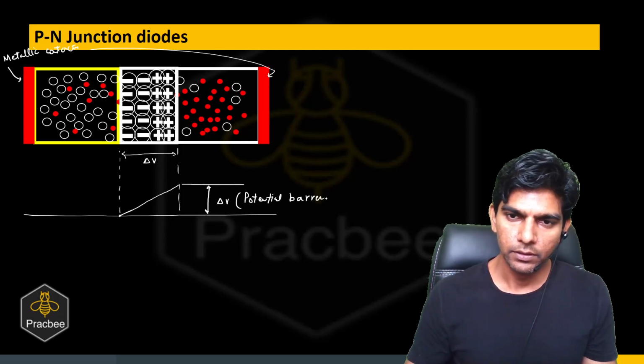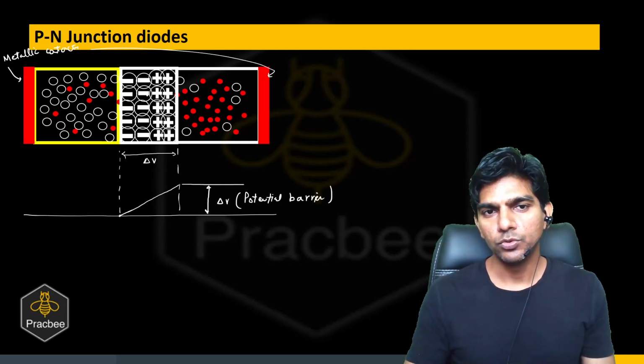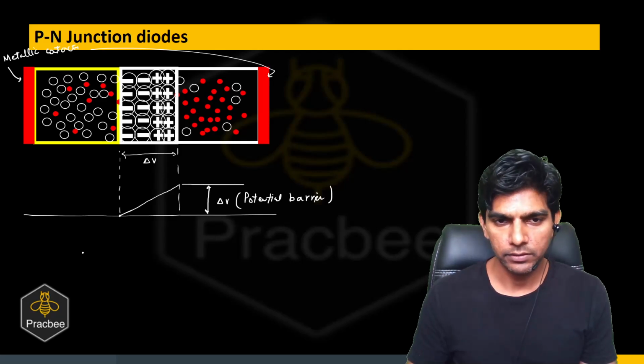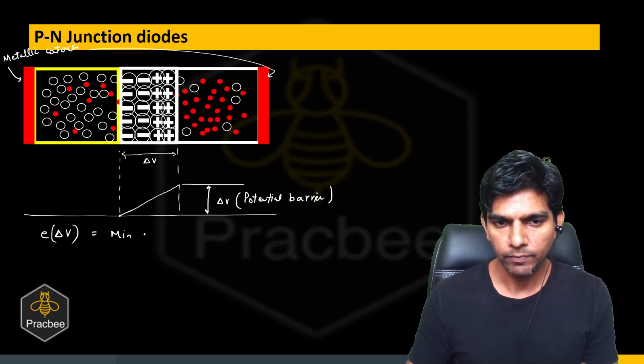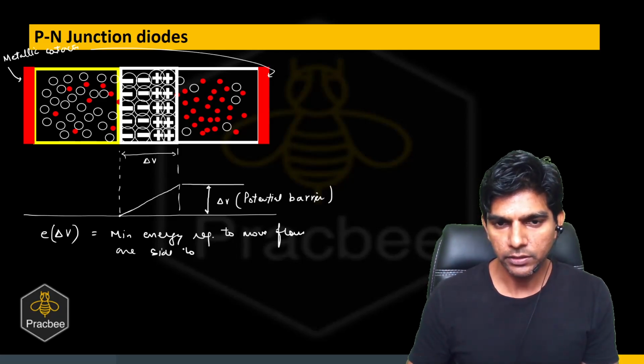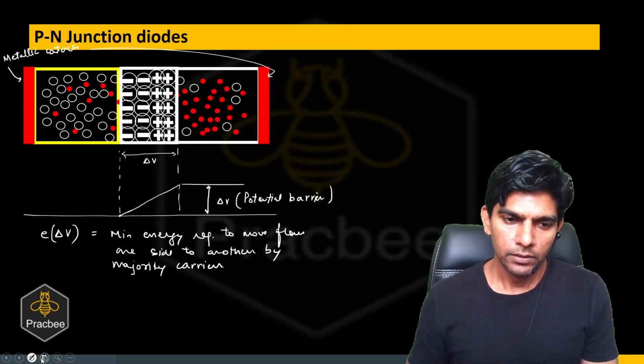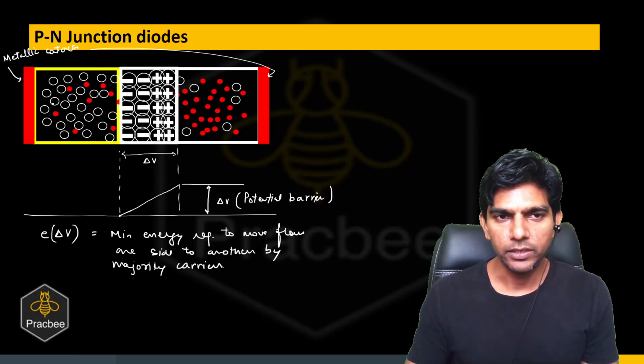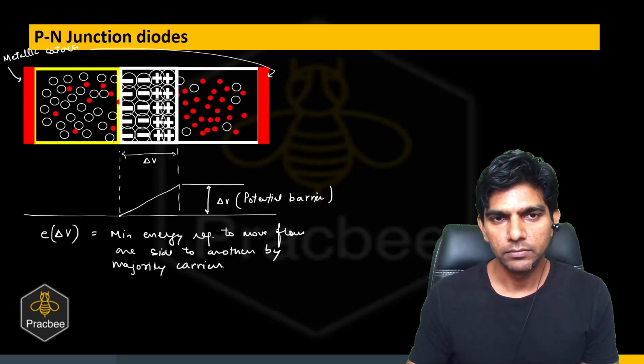Now if a majority carrier has to move from one side to the other, it has to surpass this barrier. So it should have some minimum energy, which is nothing but the charge times the barrier potential. That is the minimum energy required by majority carriers to move from one side to another, right?